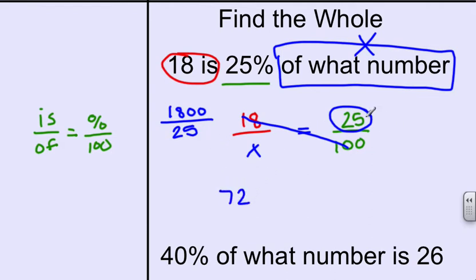So let's see. 25 is part of 100. If I put a 72 on the bottom here, I will have 18 over 72. Does this make sense that 18 is part of 72? That it's smaller? Yes, it sure does.